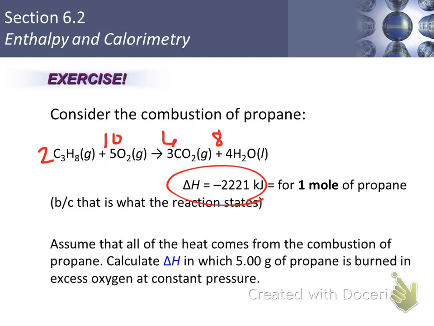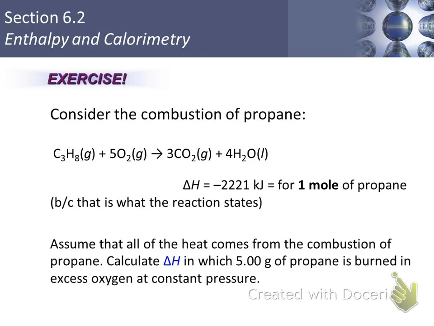Does that part make sense? That delta H value is proportional to the amount of substance that goes in. Okay, does that kind of make sense? Yes or no? Okay, because this reaction is balanced the way it is, that means that roughly negative 2,000 kilojoules are released. So if we were to adjust the amount of propane that we're burning, that means our heat released will alter also.